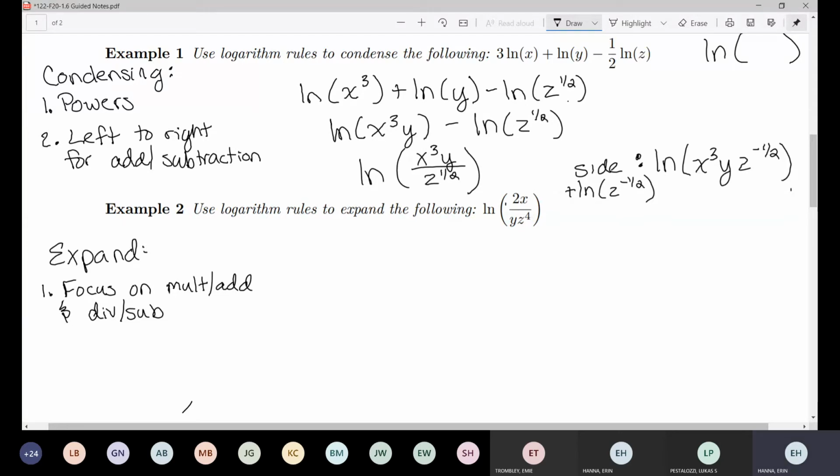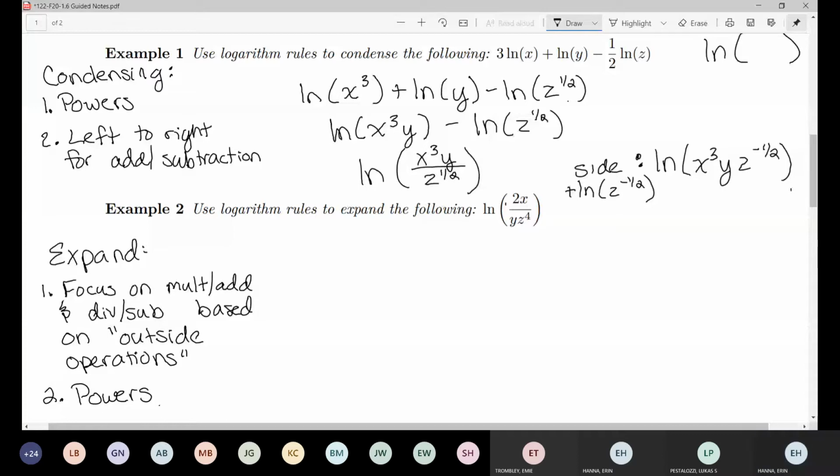Based on the outside operation. What does she mean by that? Give me one second and I'll try to make it make more sense. And once you've dealt with all of those, then you deal with the powers at the very end. What do I mean by outside operation? It's a tiny bit tricky, and you just kind of got to get used to it.